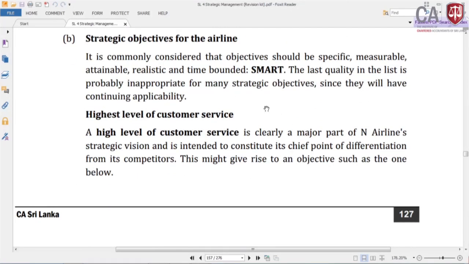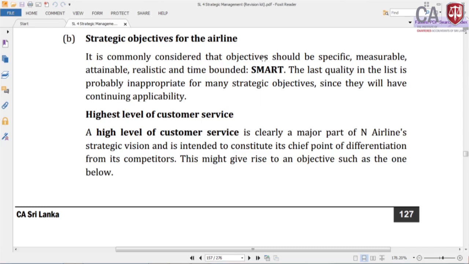Then the strategic objectives for the airline. So, what are the strategic objectives set by them? It is commonly considered that objectives should be specific, measurable, attainable, realistic and time bounded. So, you talk about the SMART criteria. The last quality in the list is probably inappropriate for many strategic objectives since they will have continuing applicability. Yes, time-bound one.